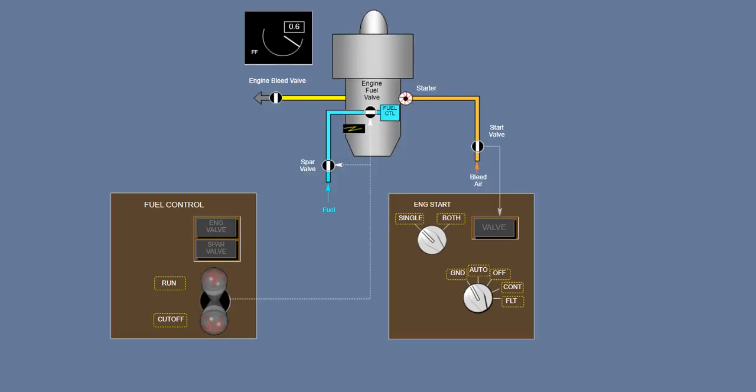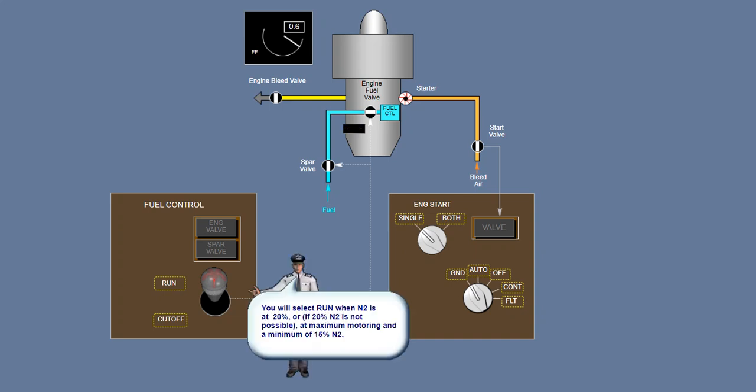The pilot moves the fuel control switch to run when N2 is at 20%, or if 20% N2 is not possible, at maximum motoring and a minimum of 15% N2. Note, maximum motoring occurs when N2 acceleration is less than 1% in approximately 5 seconds.